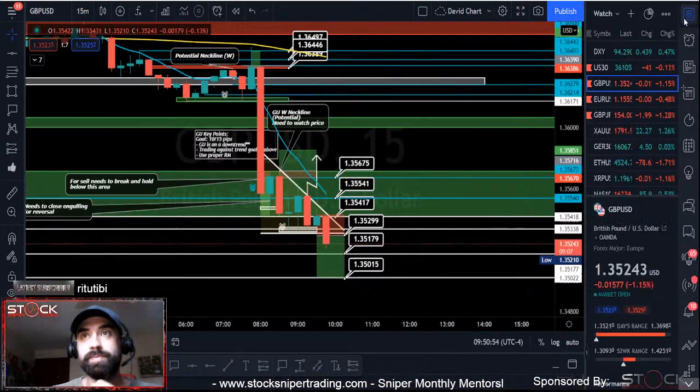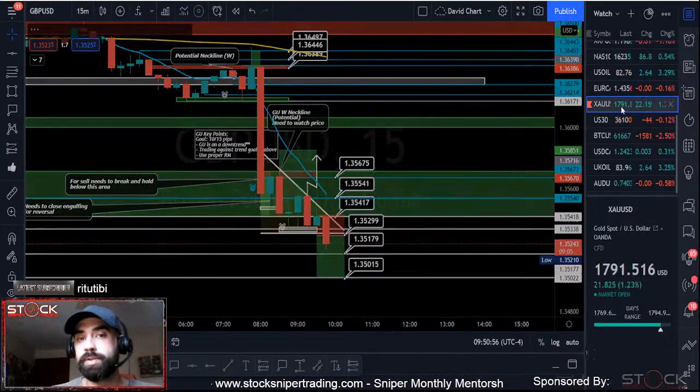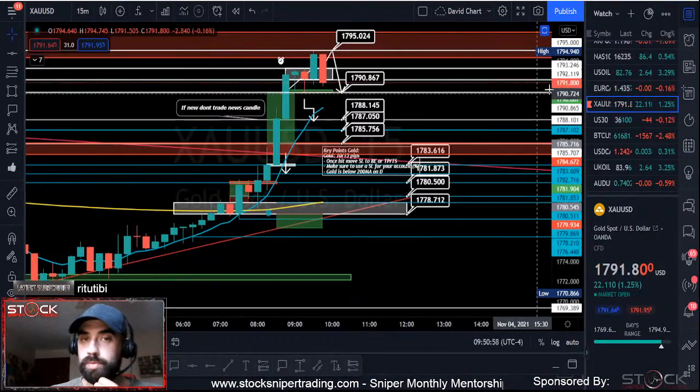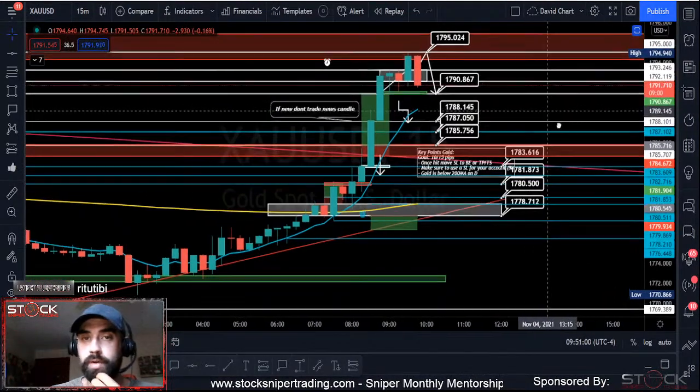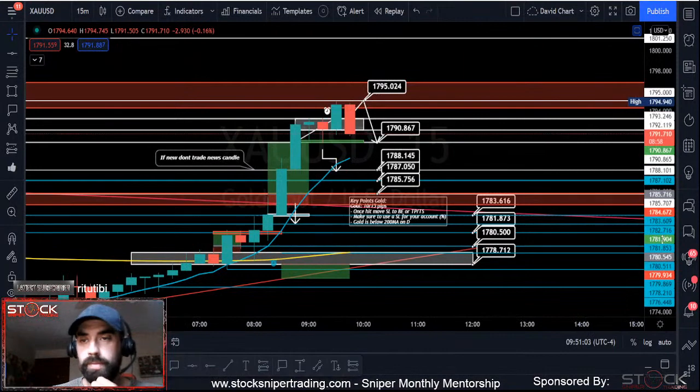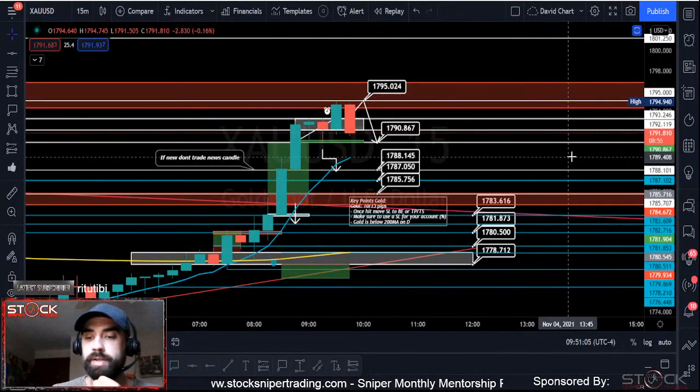So gold's dumping. Let's see gold. Okay, we've got to see if it's going to find an engulfing kind of pattern. This is on the 15-minute here, guys. Sorry.